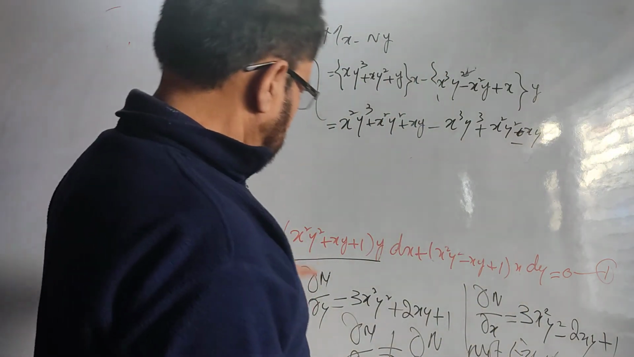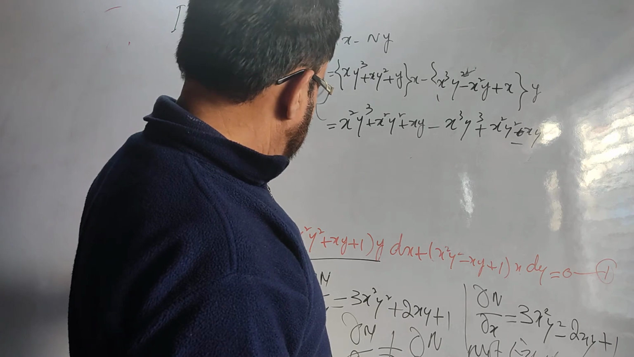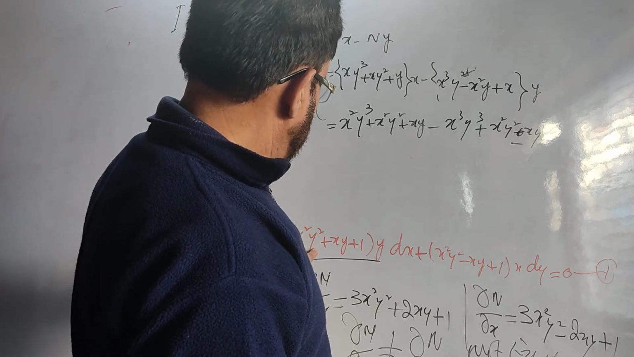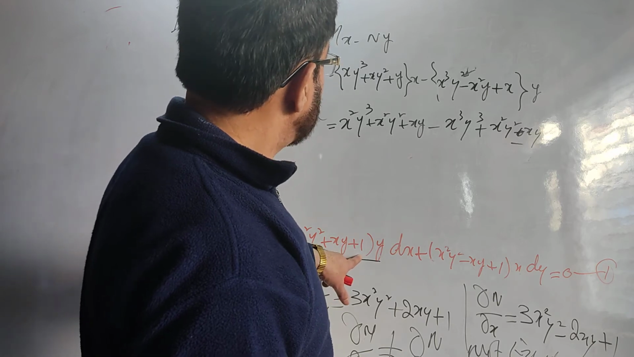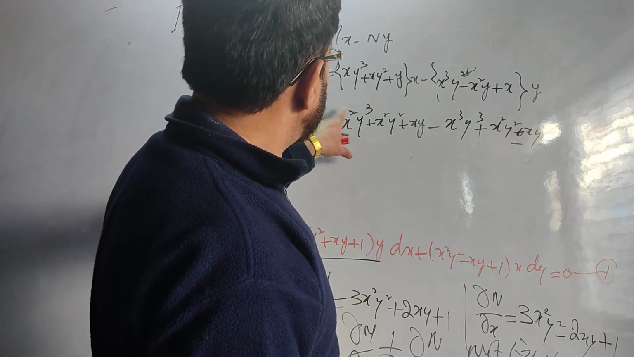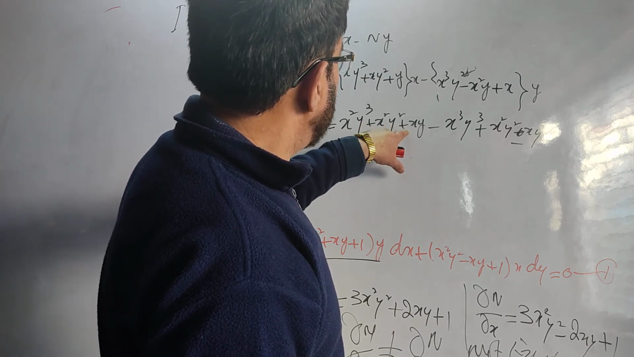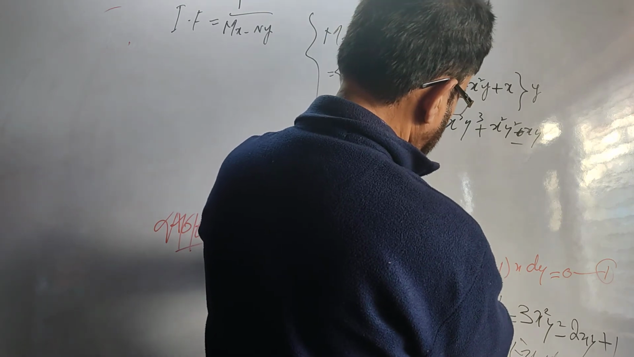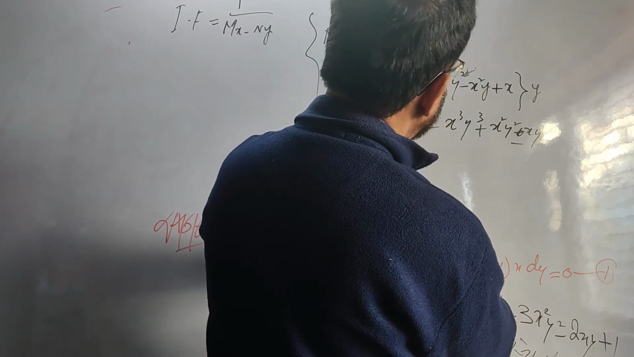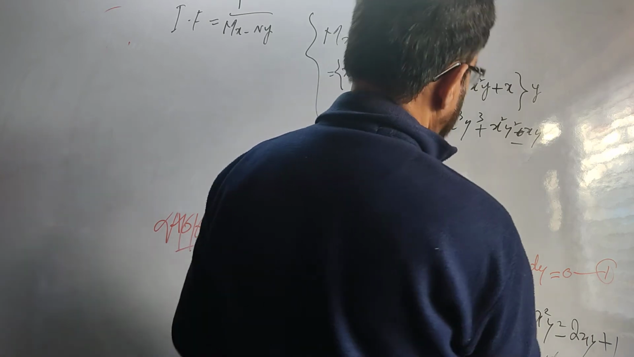Okay, I will see again this. This is your x square y cube plus x y square plus y. Then this becomes x square y cube. This is x square y square minus xy. This was your x cube y square minus x square y plus x.